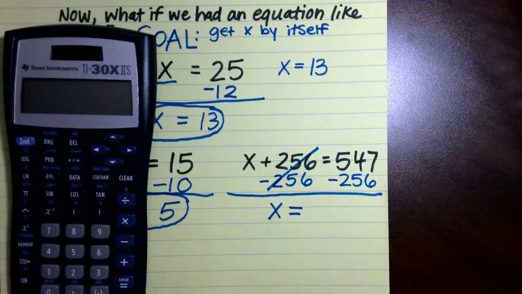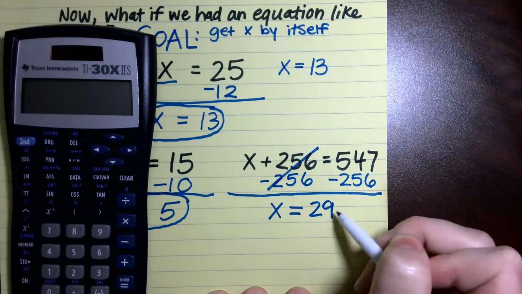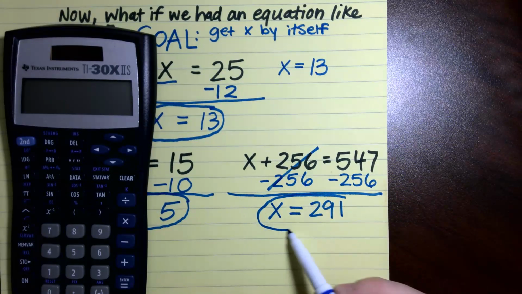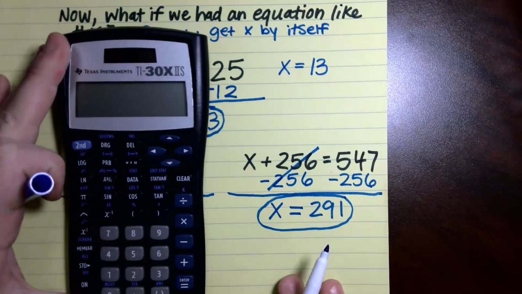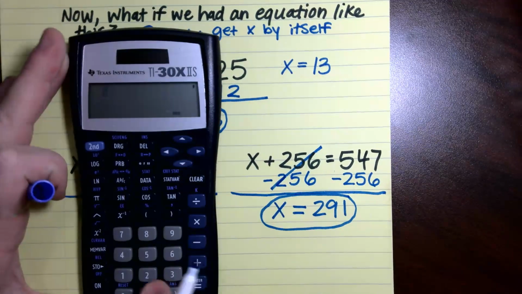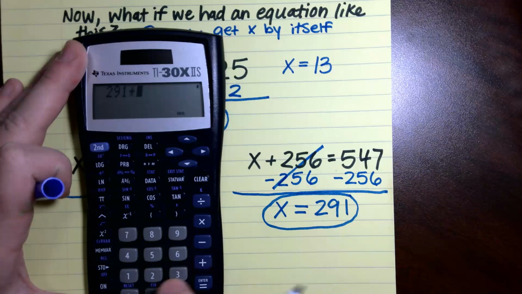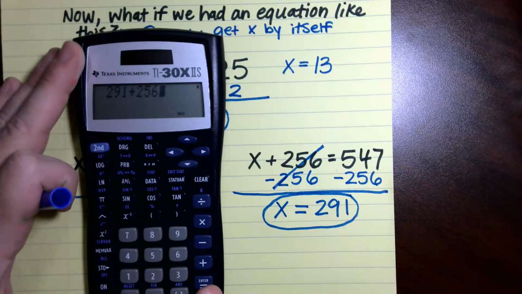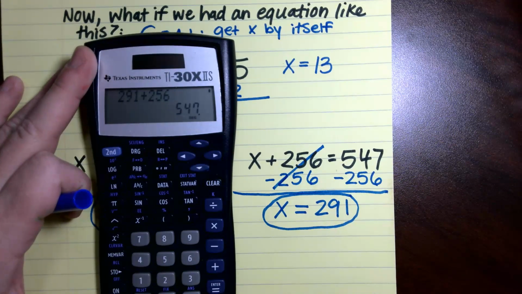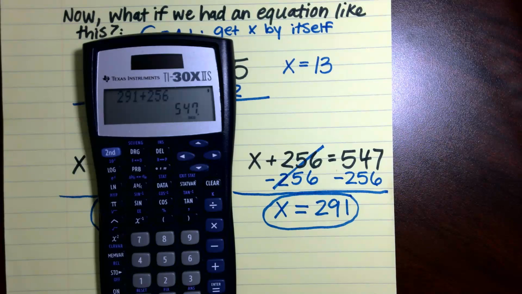291. Good deal. And if we wanted to check to make sure that's right, we could do 291 plus 256, and our answer better be 547. It is. Awesome. So we did it right, guys.